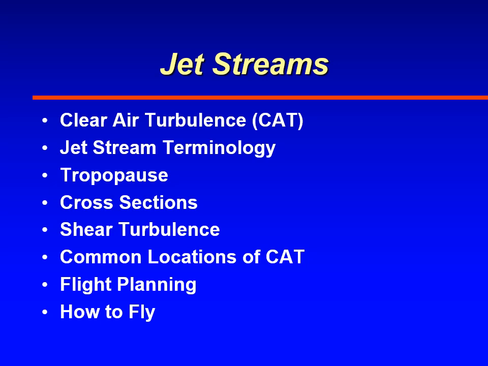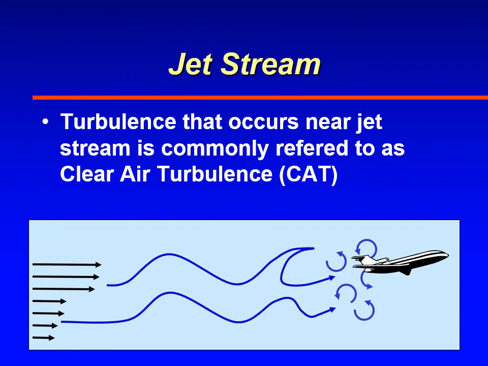So here are some of the topics we're going to talk about. First, we're going to define exactly what is clear air turbulence. And there are a lot of different definitions depending upon which textbook you use. Here's one that's kind of general. It's turbulence that happens near the jet stream. And usually up there, there's not a lot of clouds. However, there are some cirrus clouds. So, the term clear air turbulence sometimes is a misnomer.